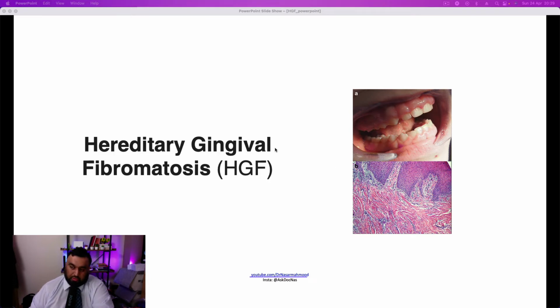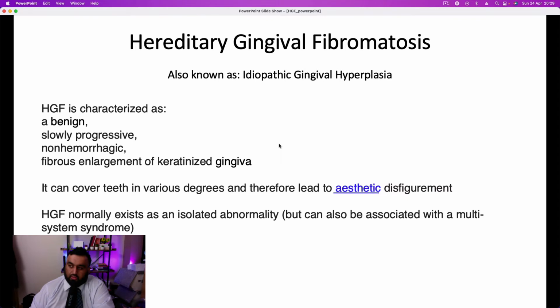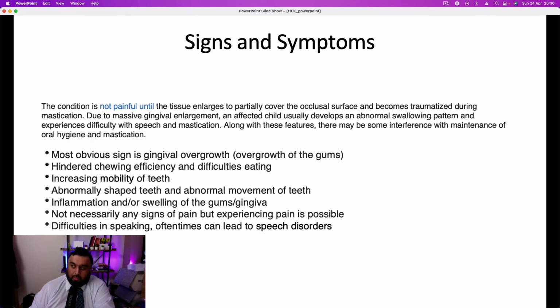Hereditary gingival fibromatosis is also known as idiopathic gingival hyperplasia, and is characterized by being a benign, slowly progressive, non-hemorrhagic fibrous enlargement of the keratinized gingiva. It can cover teeth in various degrees and therefore lead to aesthetic disfigurement, and I should also mention it can also lead to functional issues. It normally exists as an isolated abnormality, but it can also be associated with certain syndromes.